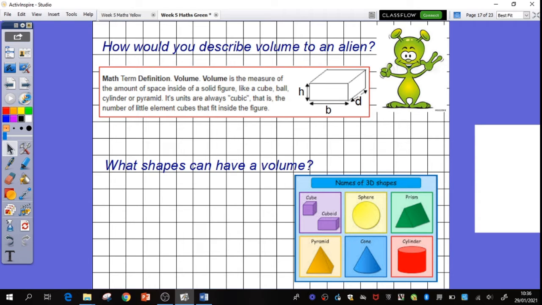We're moving on now from 2D to 3D. And it says it in the name, 3D stands for 3 dimensions, which means the volume will need its height, will need the base, and will need the depth. Height, base, and depth. 3 dimensions today. So volume is the space inside a 3D shape.